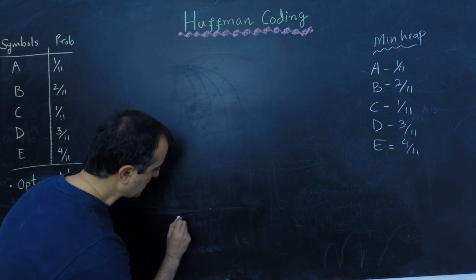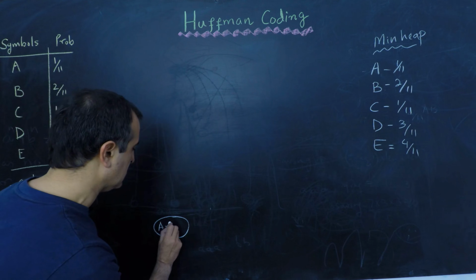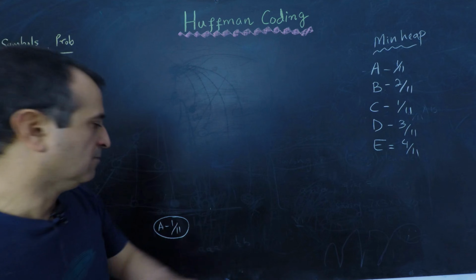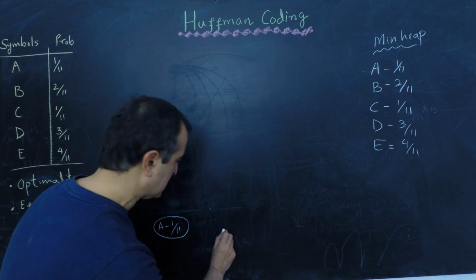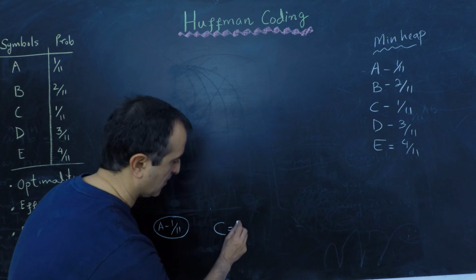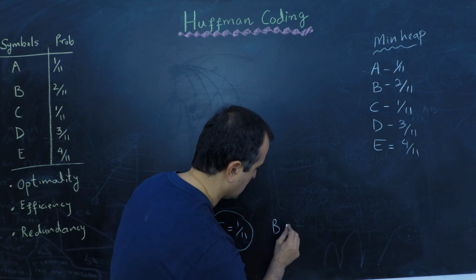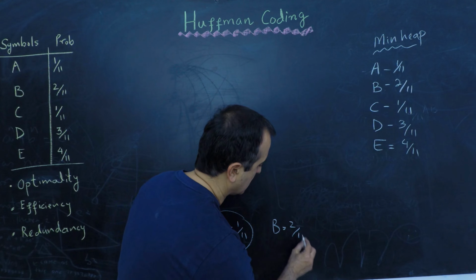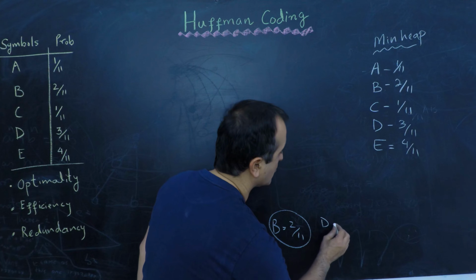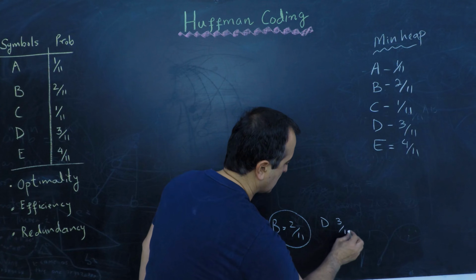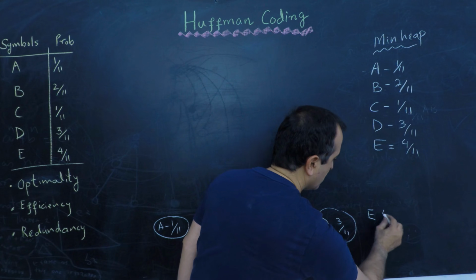So here I have a leaf node A with probability 1 over 11. I'm sorting all those nodes with respect to their probabilities. Then I will have C because it has the second smallest probability. Then I will have B with probability 2 over 11. I will have D with probability 3 over 11. And finally, I will have E with probability 4 over 11.